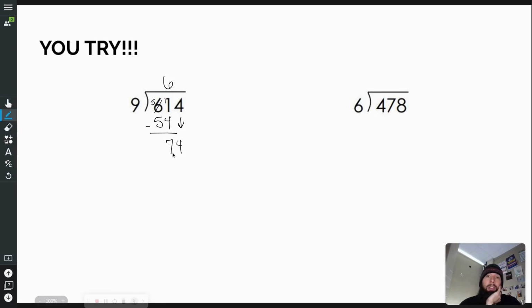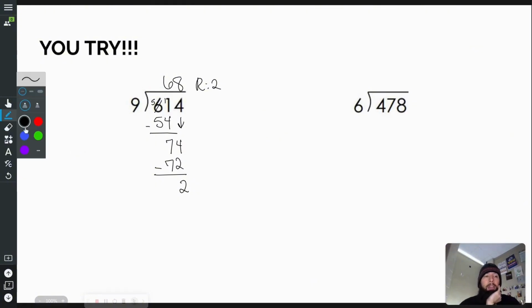9 times what is 74? Well, 9 times 8 is 72. So subtract those. 4 minus 2 is 2. 7 minus 7 is nothing. No more numbers to drop down. Remainder 2. So 614 divided by 9 is 68, remainder 2. Dos.